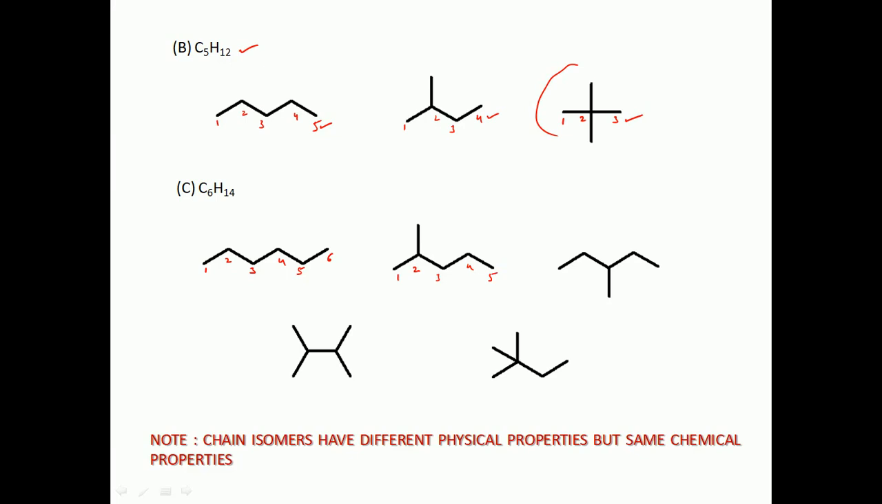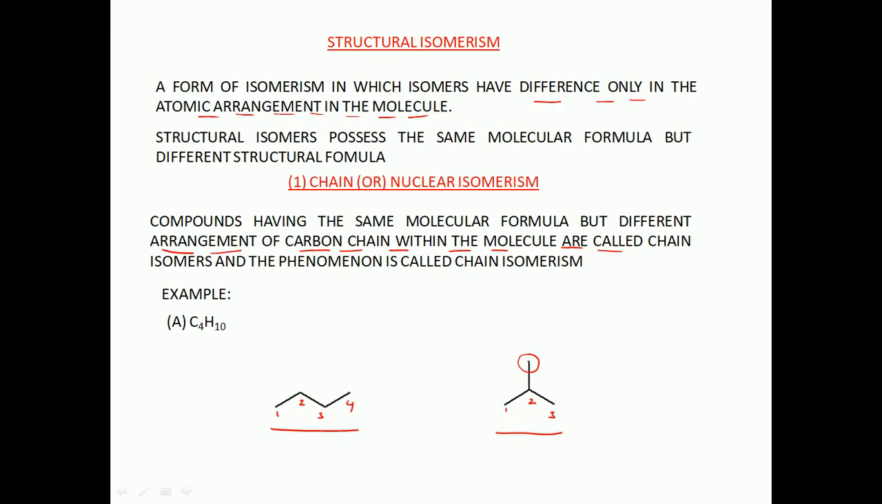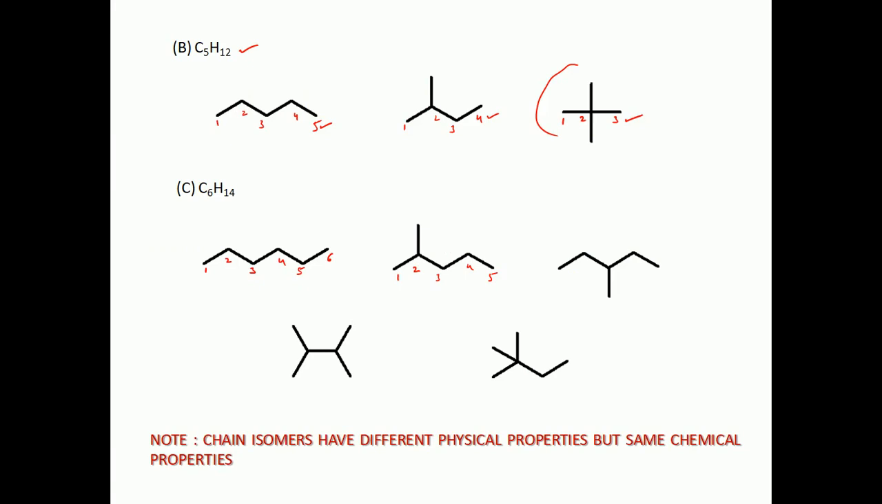As the number of carbon atoms in the molecular formula increases, the number of isomers are also increasing. For example, in case of C4H10, how many isomers are there? You can see only 2 structures. Here you are having 2 isomers. And in case of C5H12, you are having 1 more carbon atom than C4H10. You can find here 3 isomers, and in case of C6H14, you can find 5 isomers.